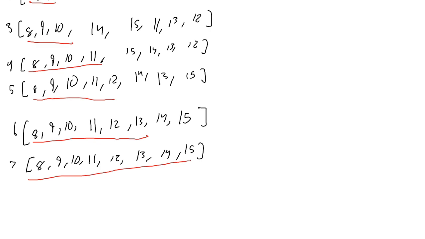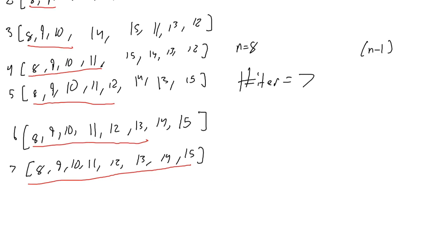So of course here this list contains 8 elements. In this example, n was equal to 8, but the number of iterations we needed was only 7. So this is with that same n minus 1 number of iterations to be sure that the entire list is complete.